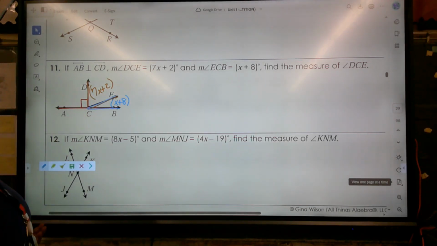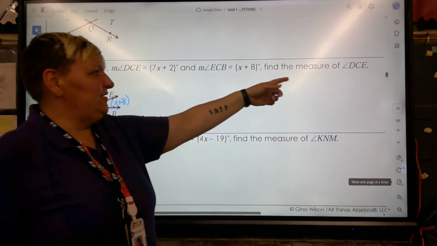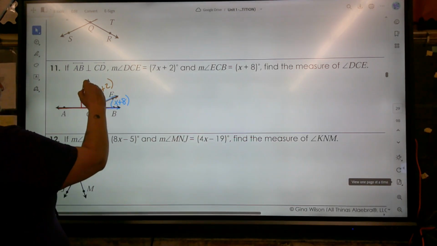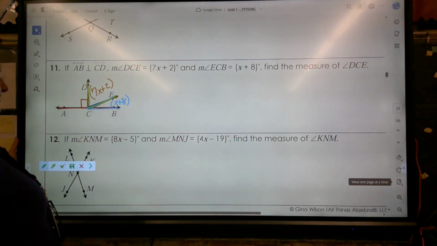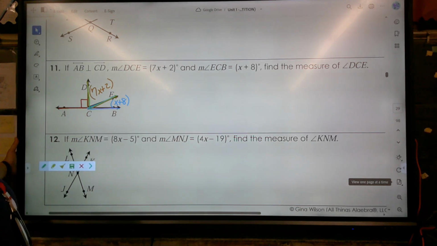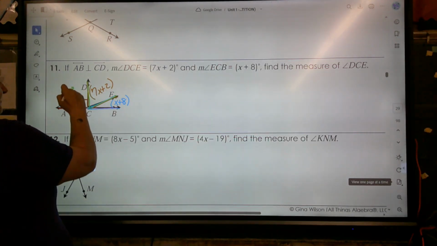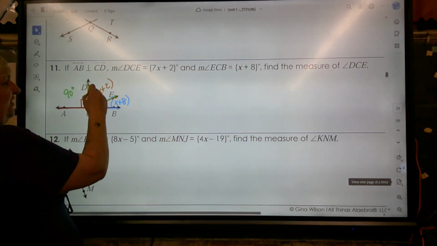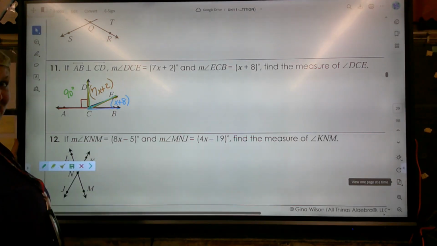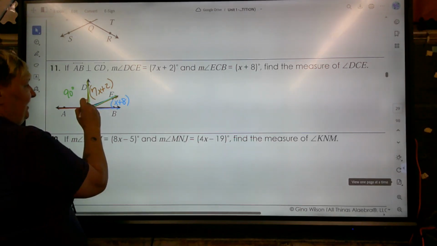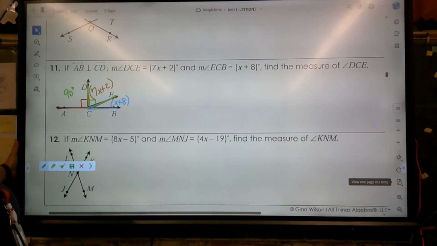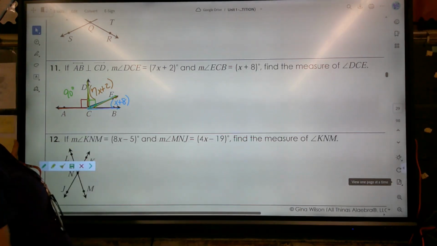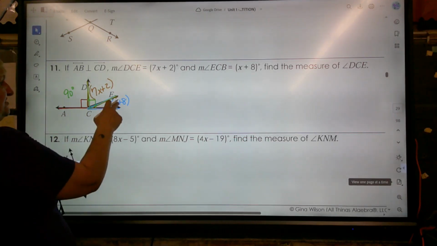It organizes the information. Find the measure of DCE, right? And it wants this one. There's a couple of different ways you could do this. You know this is 90, and you know it has to all add up to give you 180. But you also know that these are complementary angles. These two have to add up to 90 degrees. Because if this is 90, this is 90, which means this plus this has to equal 90.